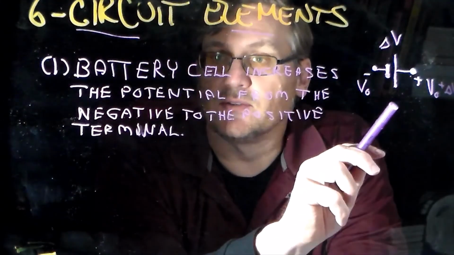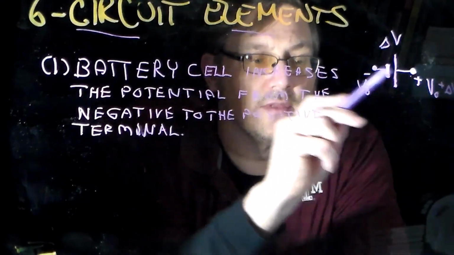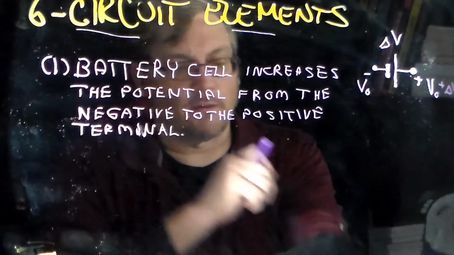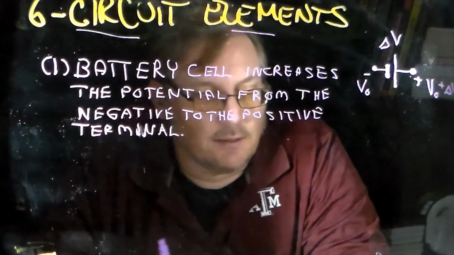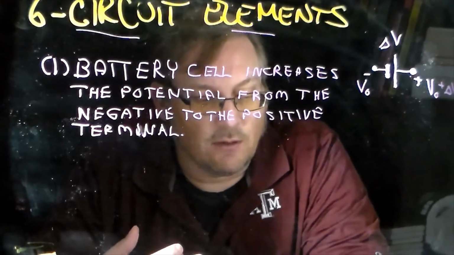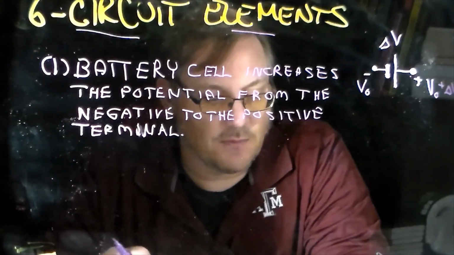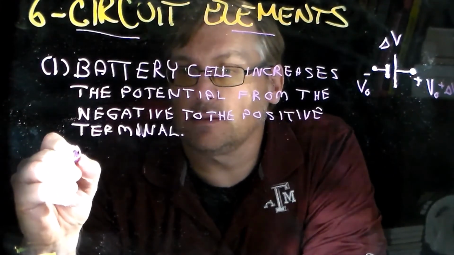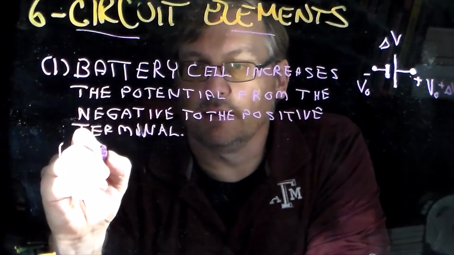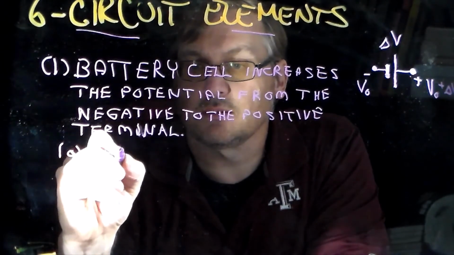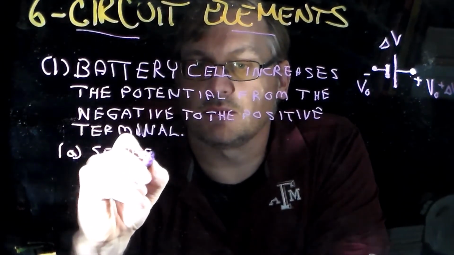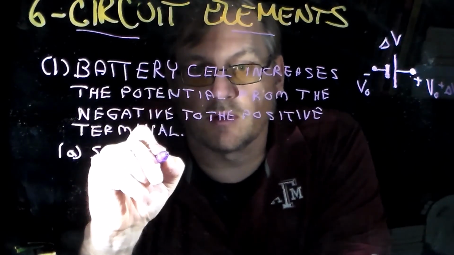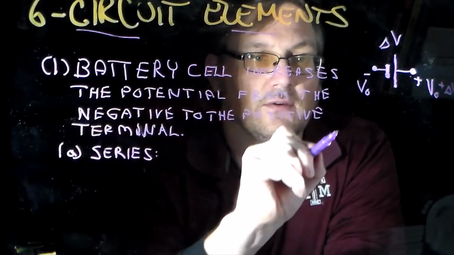That just is what I said over here. When we go over that battery in a circuit, that's what's going to happen to it. Now, we're going to talk about series and parallel for each one of these ideas. So A, in series, what's going to happen is they're going to work in sequence.